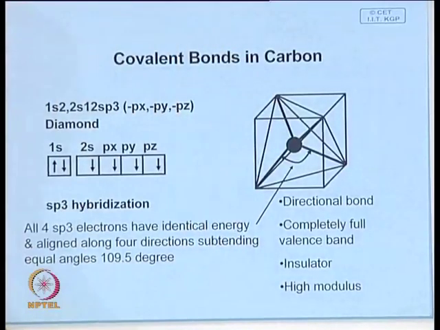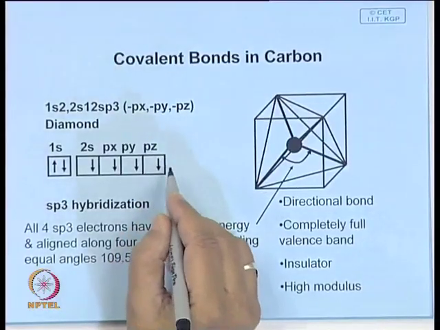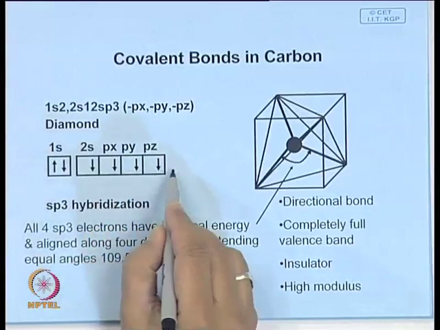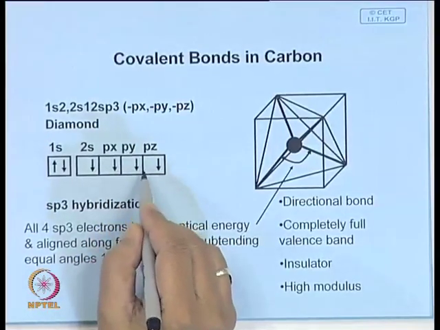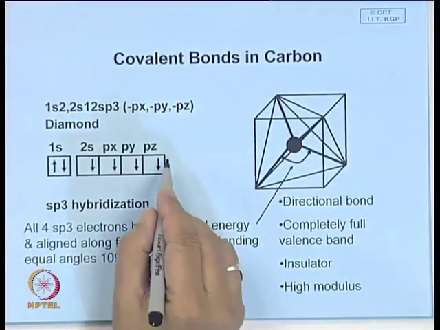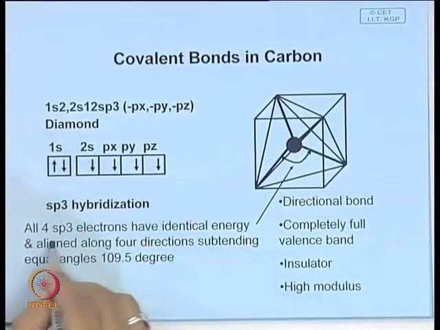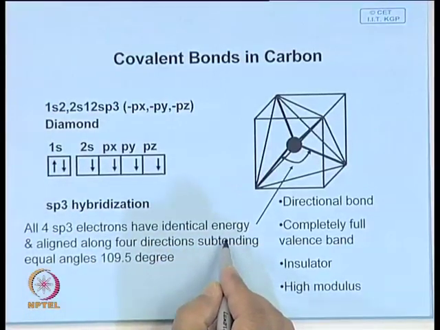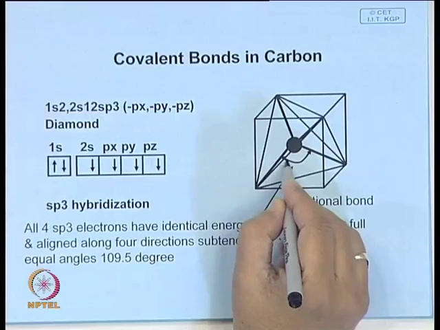To recapitulate some of this, we talked about the bond in carbon, and carbon has half filled outer orbit. As it was said, if the orbit is half full, that means there are 4 electrons in the outer orbit, all have parallel spin. In this case, we call this orbit a hybridized orbit, and all 4 electrons in this orbit have identical energy. So, if you try to arrange this in solid, these bonds will be subtending equal angle.